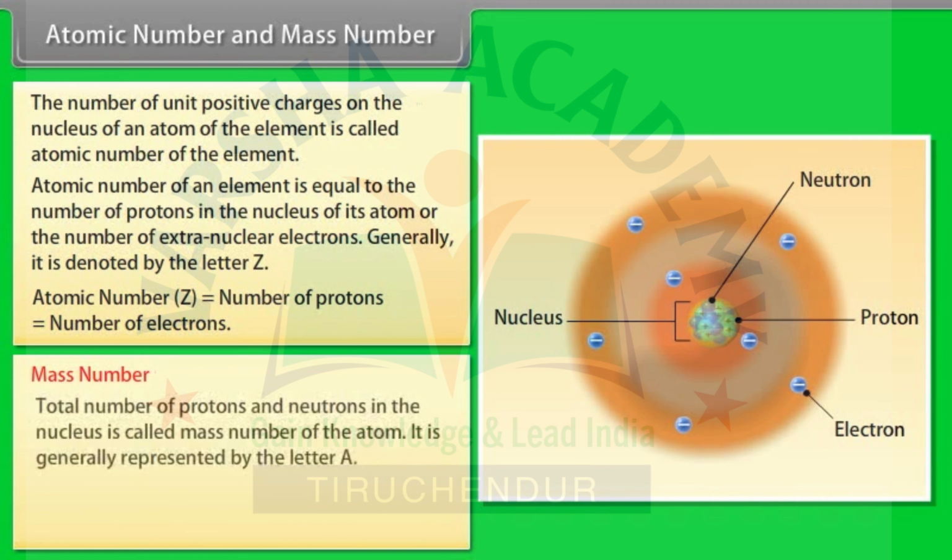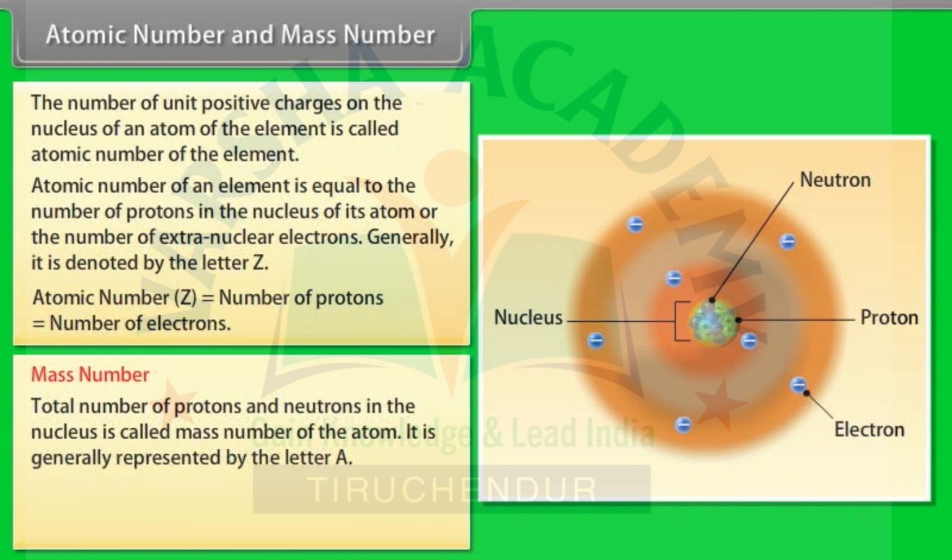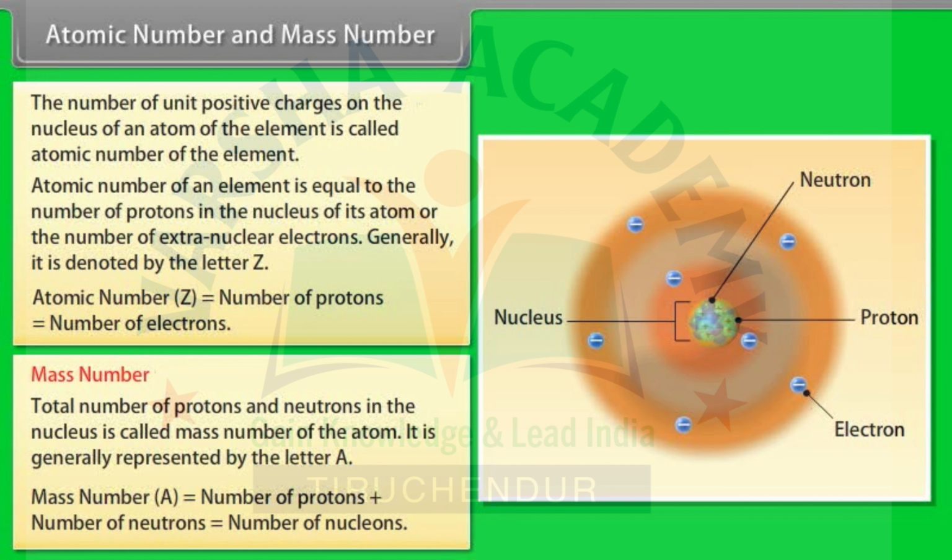Mass number. Total number of protons and neutrons in the nucleus is called the mass number of the atom. It is generally represented by the letter A. Mass number A is equal to number of protons plus number of neutrons, which is equal to number of nucleons.